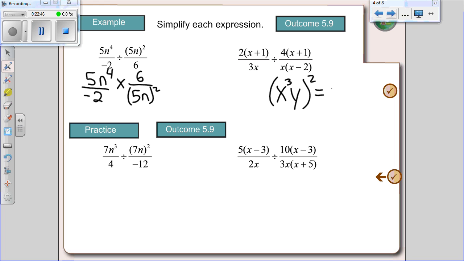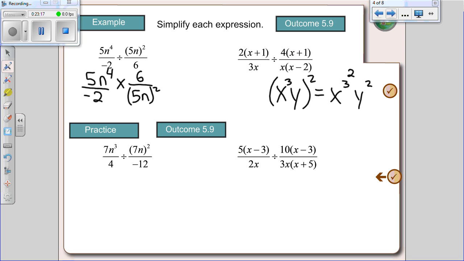I'm showing you an exponent law. You have something to the power of something. So that 2 applies to both things. Since there was nothing on top of the y, it's now y squared. But the x cubed became x cubed to the power of 2.